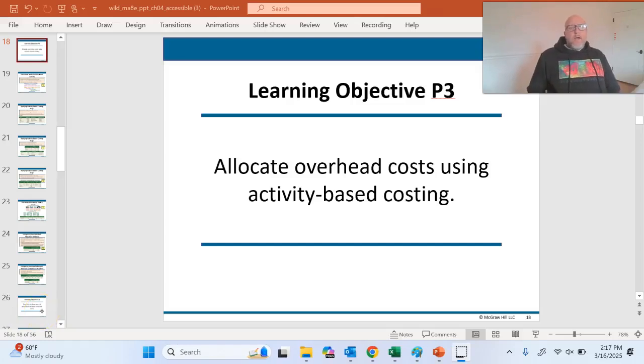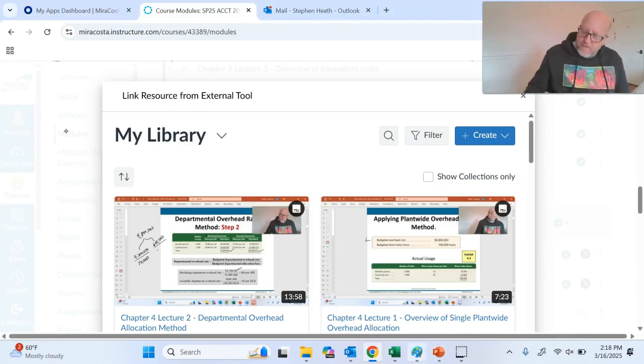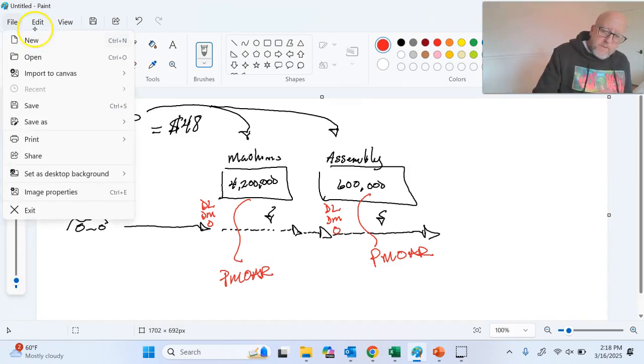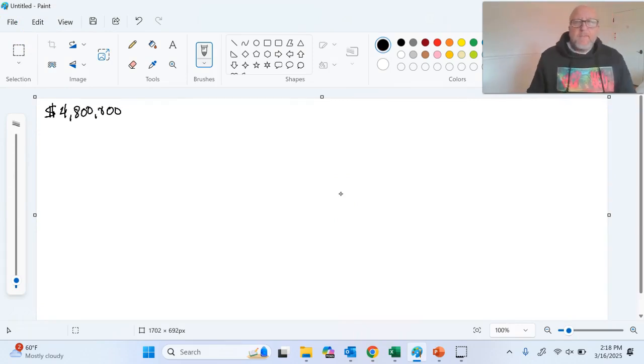Okay, in this video, I am going to go through activity-based costing, right? We're going to allocate overhead based on activity. And again, I think the PowerPoint slides make it look too complicated. That just seems so complicated to me. All we're really saying in activity-based costing is that we are going to again think of our overhead in terms of 4,800,000, right? That's the total overhead associated with making our go-karts.